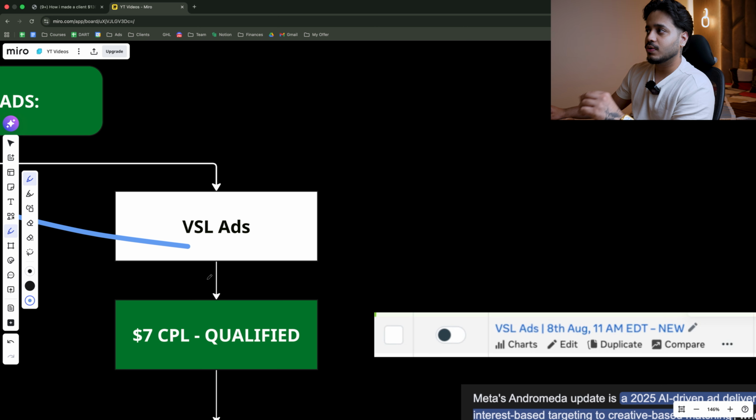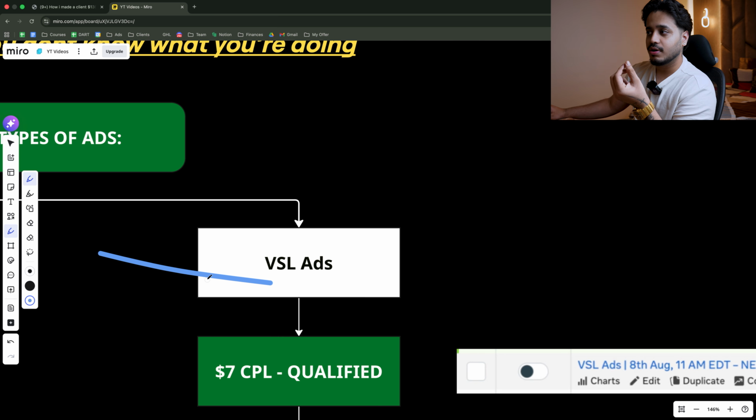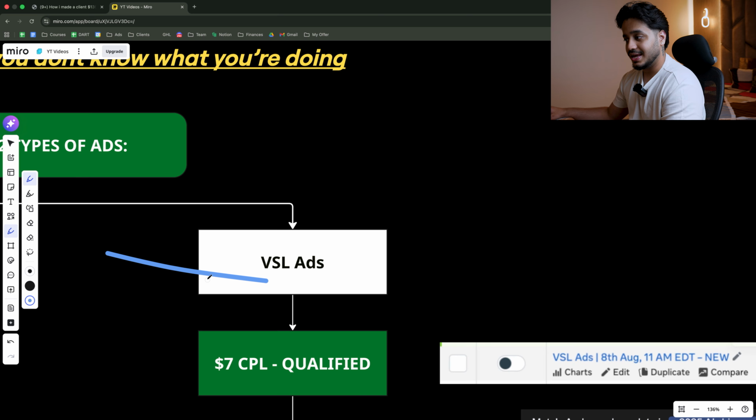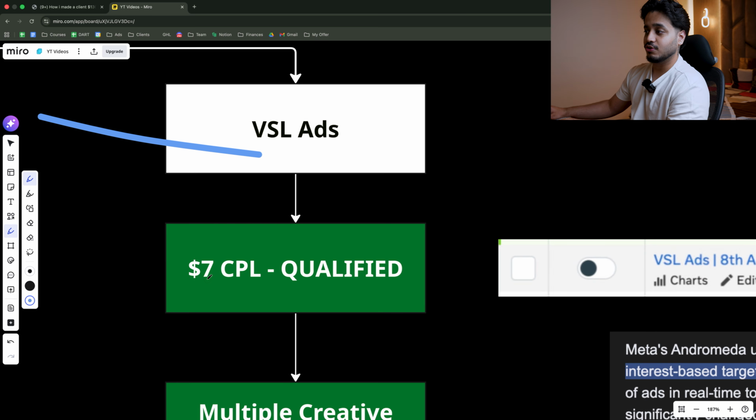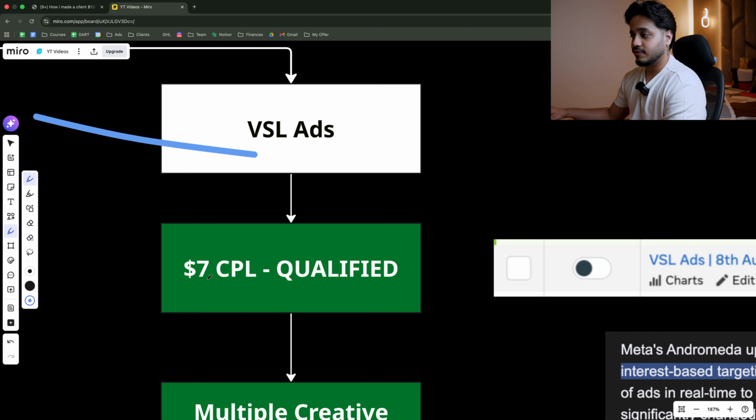You need to make sure you are writing the right hooks, and you are hitting the right pain points in your ad creatives. And you can't do that if you don't know about your customers and if you don't have an ad scripting framework. So make sure you are scripting ads with a specific ads framework. So with the VSL ads, we were getting really, really cheap cost per lead. I'm talking about qualified cost per lead, not just cost per lead. So we were getting a $7 qualified cost per lead.